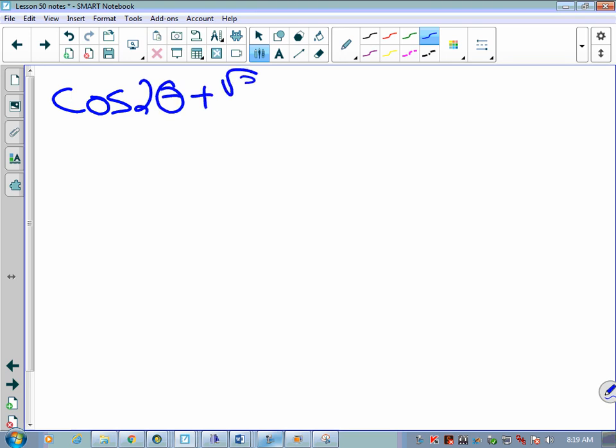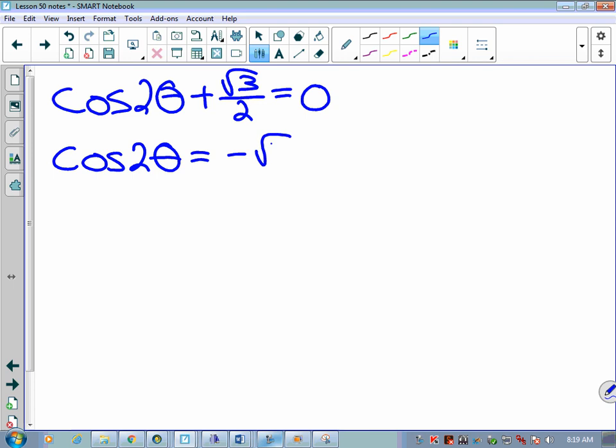Cosine 2 theta plus radical 3 over 2 equals 0. Okay, so we want to solve for theta. Just like with any equation, we want to isolate theta as much as we can. So the first thing we want to do is obviously what? Subtract radical 3 over 2 to the other side. So it's going to give us cosine 2 theta equals negative radical 3 over 2.